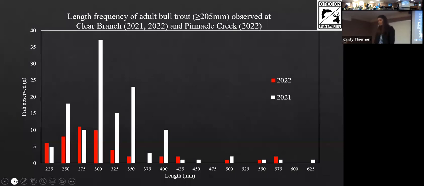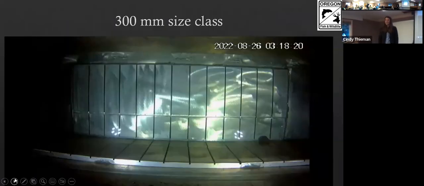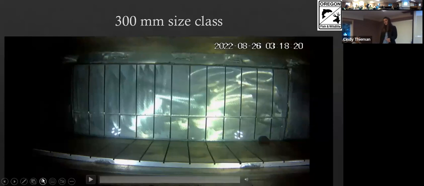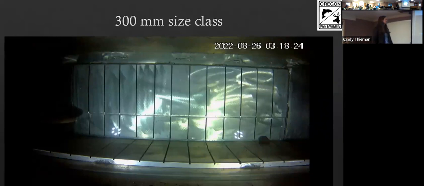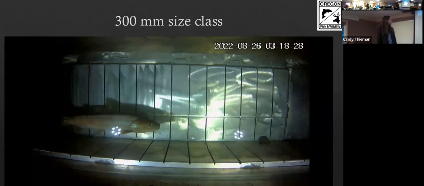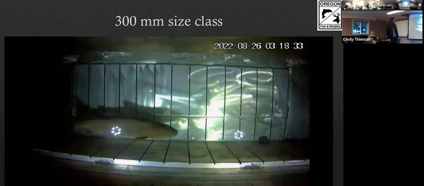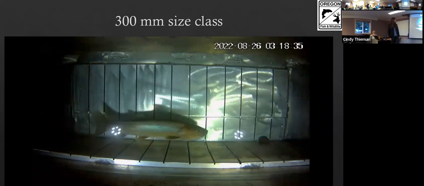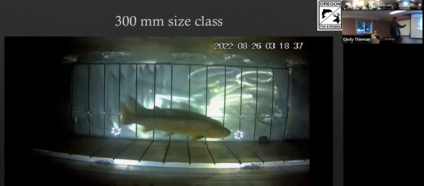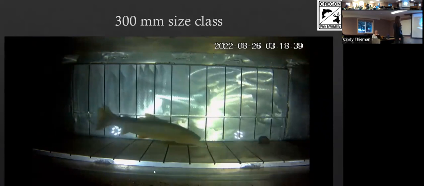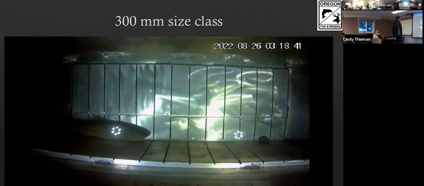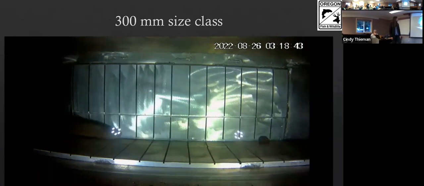And just to show, and this is again a video, like I said, the 300mm size class is sort of the prototype for what we see moving out of Laurance Lake. That's a 300mm fish swimming. And again, this is moving upstream, so out of the reservoir up into Hood Branch.